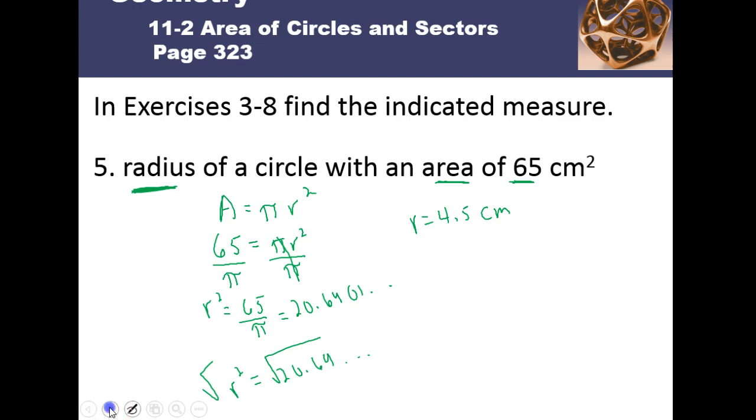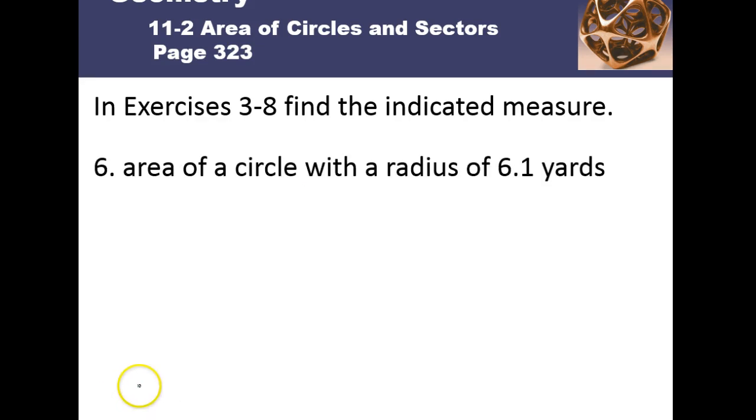Okay? Number 6, we have to find the area of a circle with a radius of 6.1 yards. Okay, so again, I'm going to ask that the sub pause so you can try it on your own. Okay, so we're back. This time it's straightforward. It's not a working backwards kind of problem. It just wants the area.